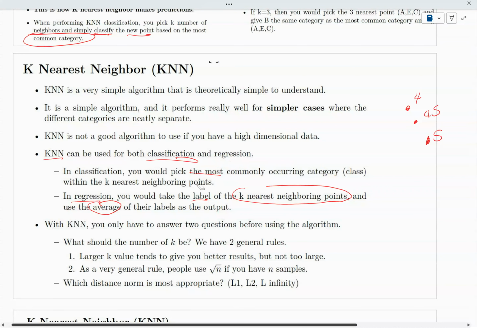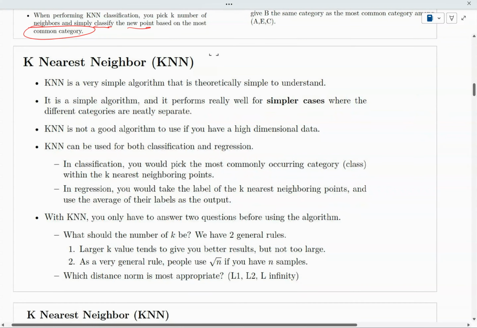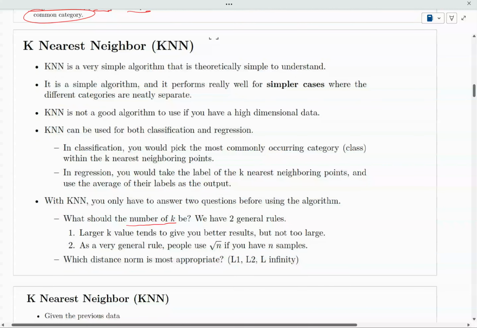With k nearest neighbor, there are only a couple of questions you need to answer ahead of time before using the algorithm. First, what should the number k be? How many neighbors should you look into? We have two general rules. Basically, you want to use square root of n, where n is the number of samples. So the square root of that is generally a good value to pick.